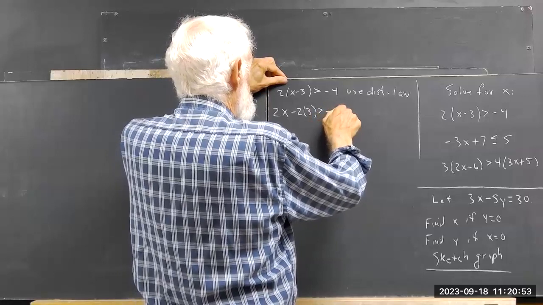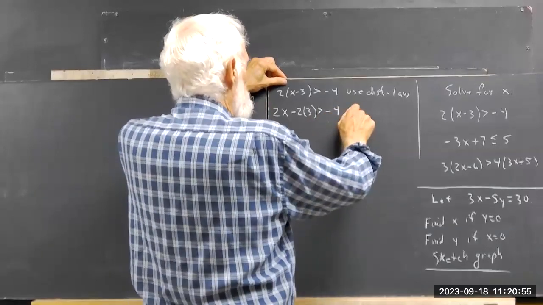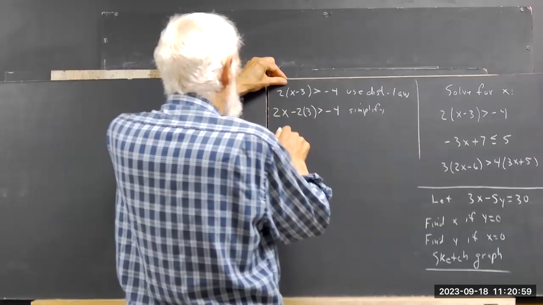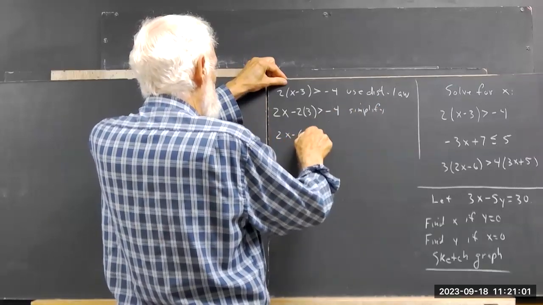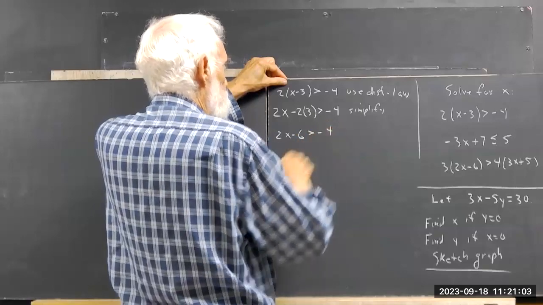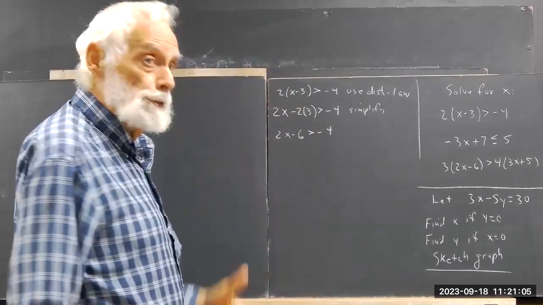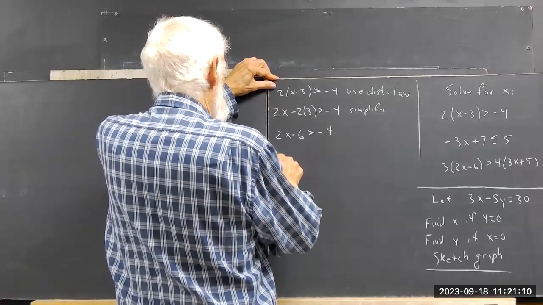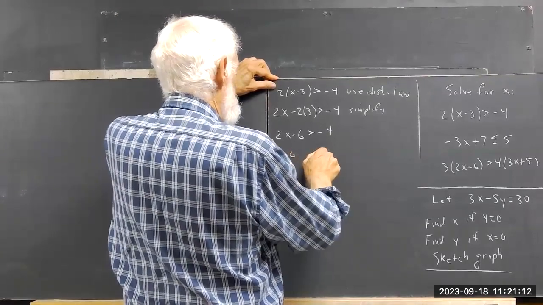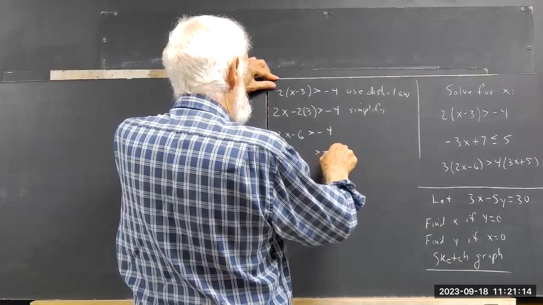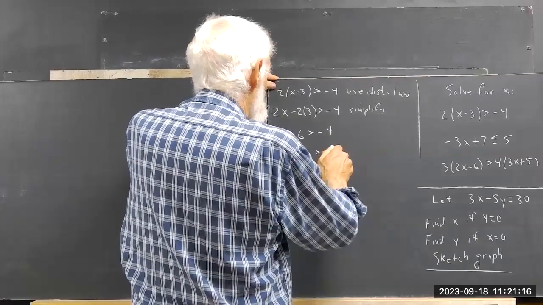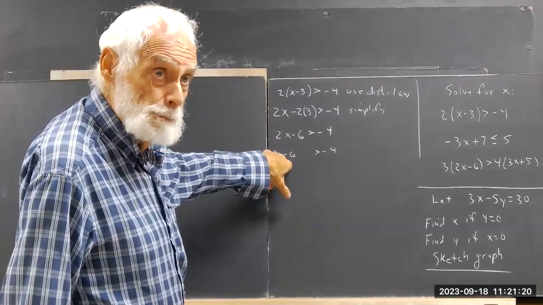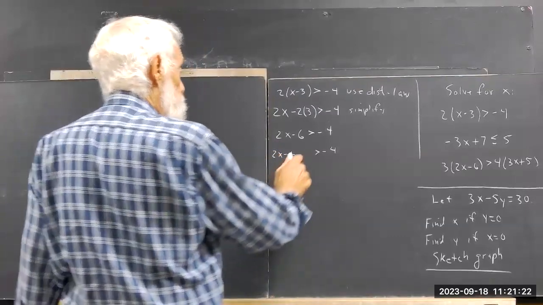And that's greater than -4. And then we simplify. You get 2x minus 6 greater than -4. Then we add 6 to both sides. Now I'm going to write it this way. I'm going to write 2x minus 6, greater than -4, leaving myself room here to insert what we know we need to do, which is add 6.